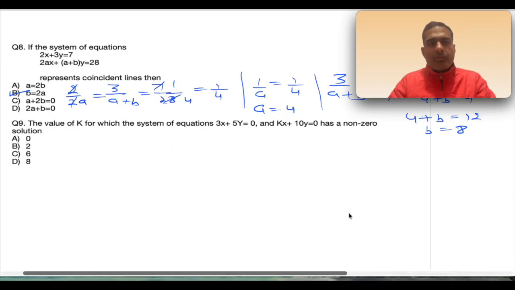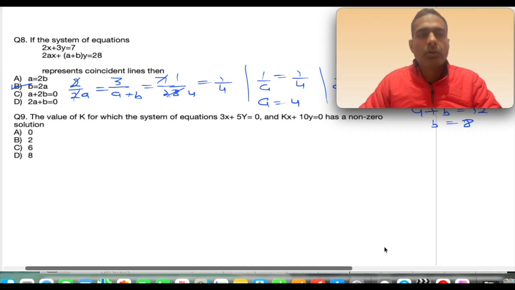Now is the time for the interesting question, question number 9, which I told you in the beginning. Question number 9: find the value of k for which the system of equations 3x plus 5y is equal to 0 and kx plus 10y is equal to 0 has a non-zero solution. So we have to find out the value of k for which this pair of linear equations will have a non-zero solution.